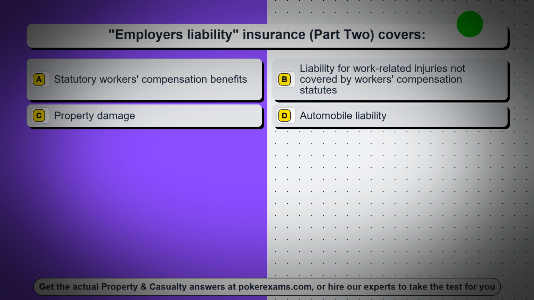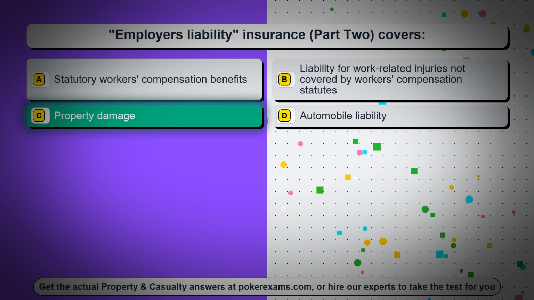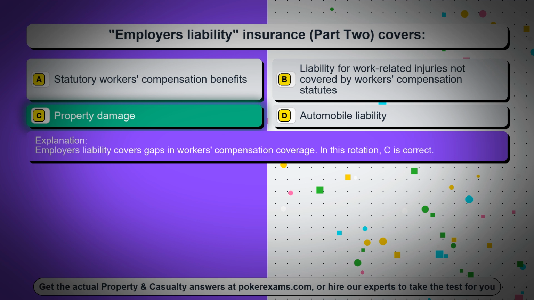Question 39. Employer's liability insurance, Part 2, covers Option A, statutory workers' compensation benefits. Option B, liability for work-related injuries not covered by workers' compensation statutes. Option C, property damage. Option D, automobile liability. The correct answer is option C, property damage. Employer's liability covers gaps in workers' compensation coverage. In this rotation, C is correct.